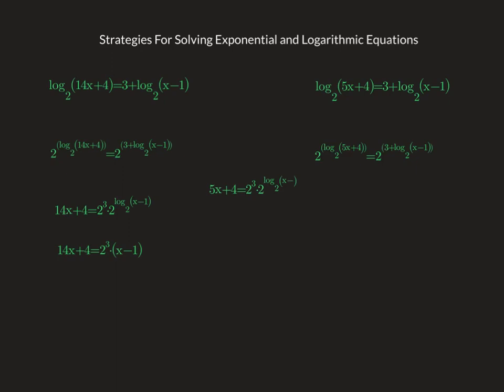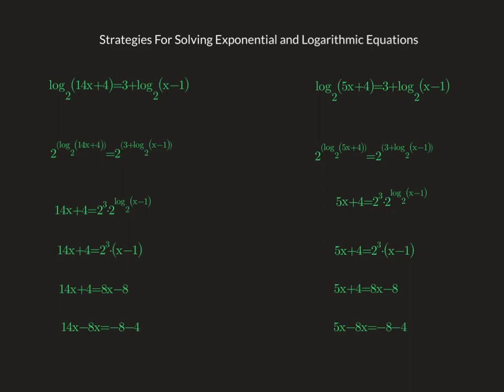And exact same steps on the other side here. 2 to the power of 3 is 8. Let's use the distributive property. So the right side is 8x minus 8 for both of these equations. Pull all the terms with x to the left and everything else to the right. Add like terms. Divide both sides by the coefficient in front of the x. And voila, we have our answers, right?